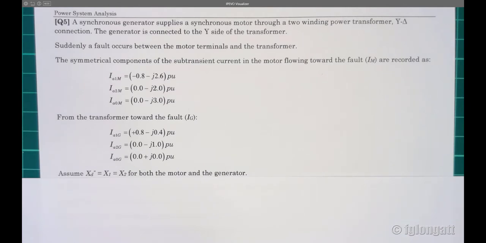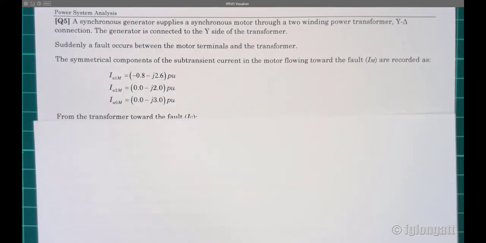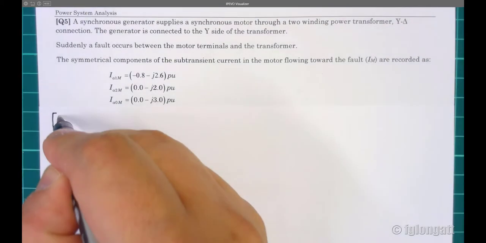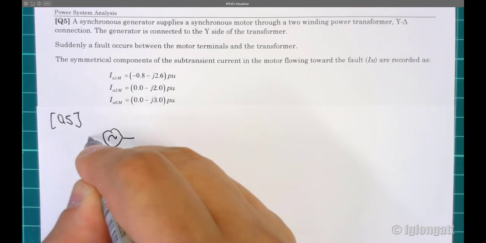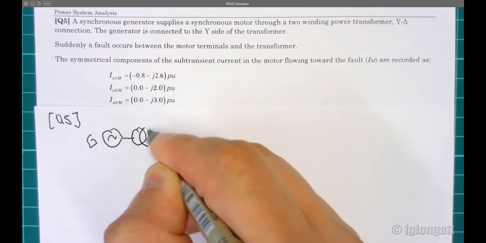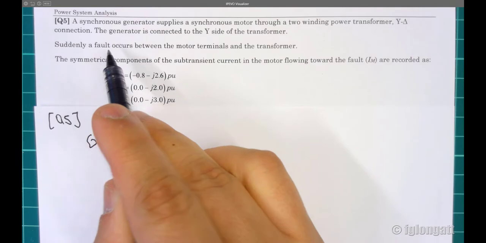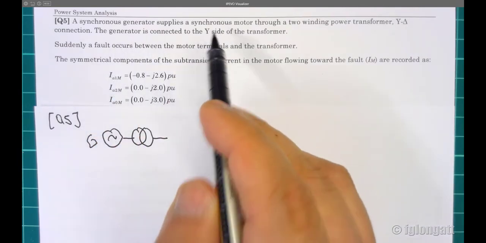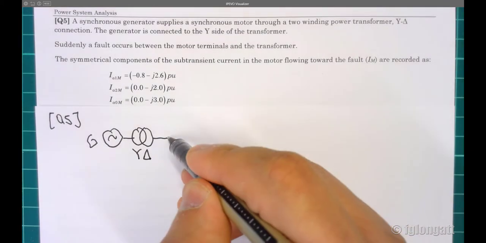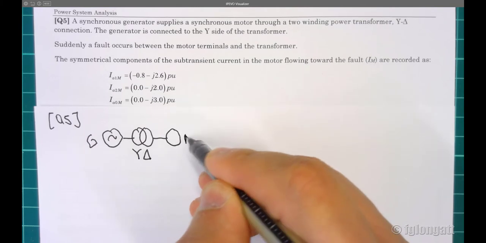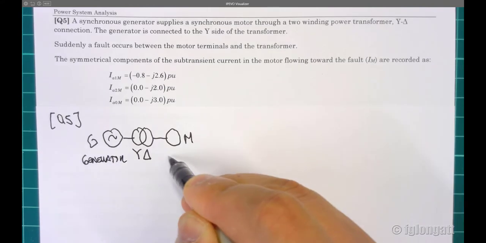Just for illustrating the situation, what we have here is a synchronous generator. On this side we have a two winding transformer, and they are saying that the generator is connected at the star side, and the delta side is for the motor. We have here a motor. This is the generator and this is the motor.